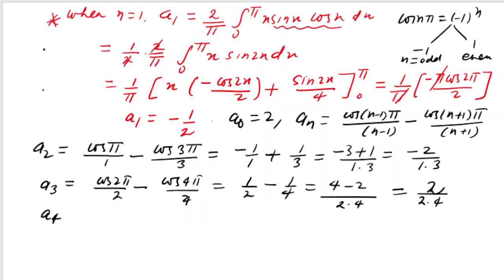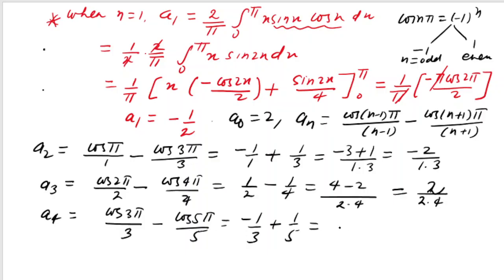Now what will be a4? So a4 will be, if I take 4, I will get cos 3 pi by 4 minus 1, which is 3, and minus cos 5 pi by 5. Again cos 3 pi is minus 1 by 3, and this will be plus 1 by 5, because both of them are negative. So it will be minus 5 plus 3 by 3 into 5. So I will get minus 2 by 3 into 5.